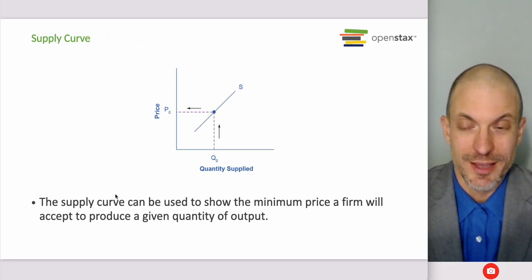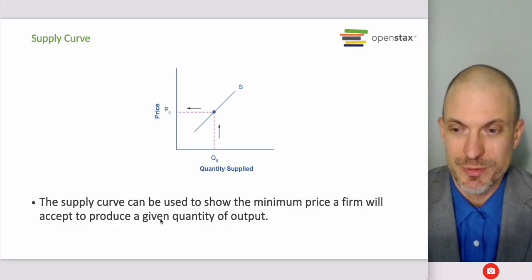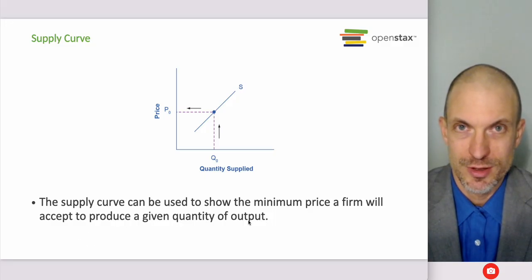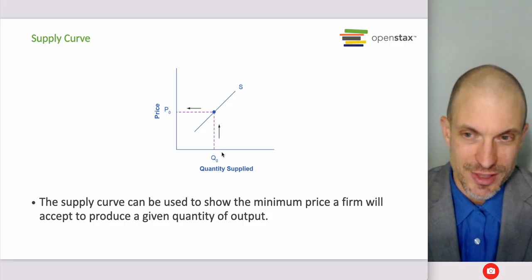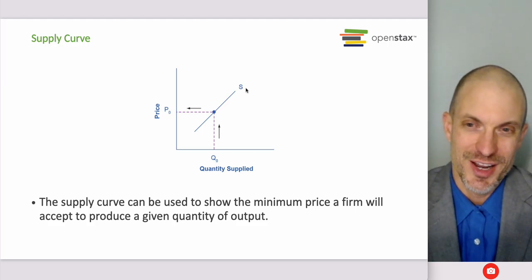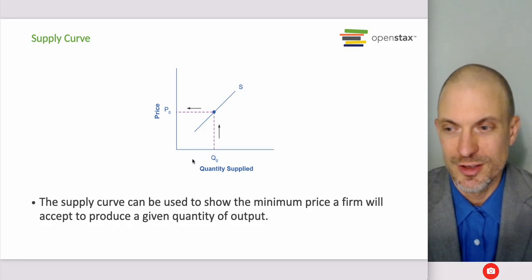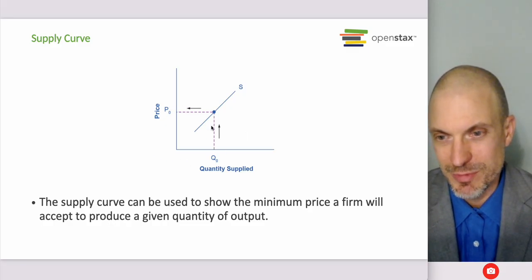All right, so here's supply. Here's our supply curve. The supply curve can show the minimum price a firm will accept to produce a given quantity of output. Well, this is like what I was saying. The vertical height of the supply curve corresponds to the marginal cost of that unit. Oftentimes, I like writing marginal cost in parentheses below the supply curve just so we make that clear. But yes, at a given price, here's going to be the quantity supplied.